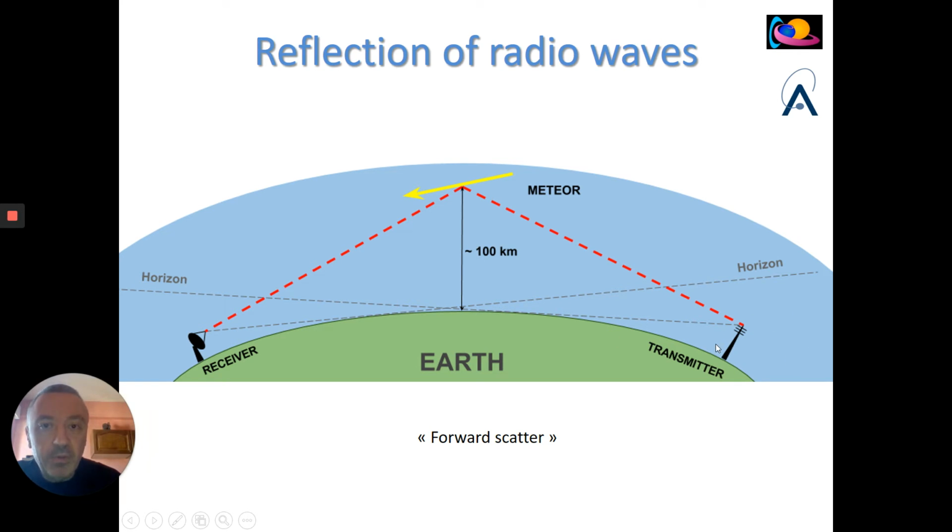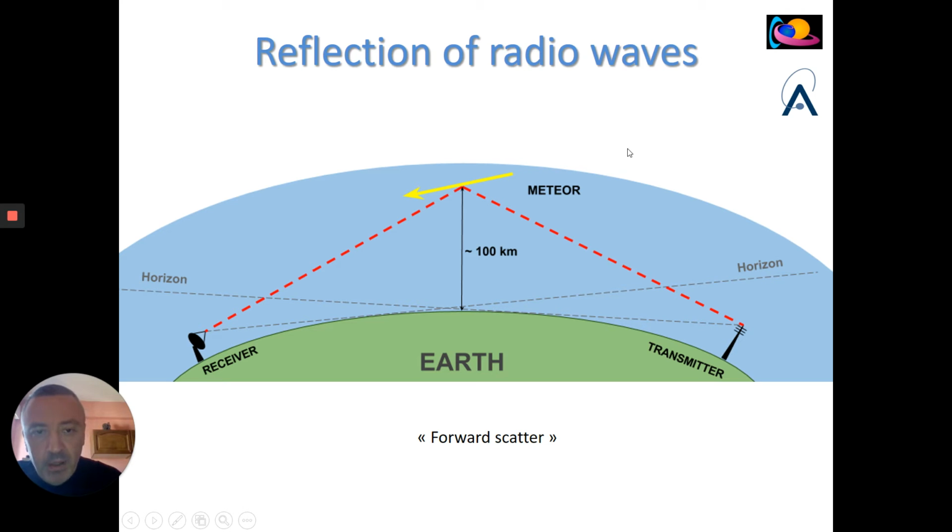But we are interested, of course, in detection of reflection of radio waves by meteors. We want to send this wave mostly towards the sky. And here you have an example with this red line, corresponding to some radio waves sent towards the sky. It goes unaffected through the atmosphere, as I can explain in a future video. We select a frequency so that it goes through the atmosphere without being reflected.